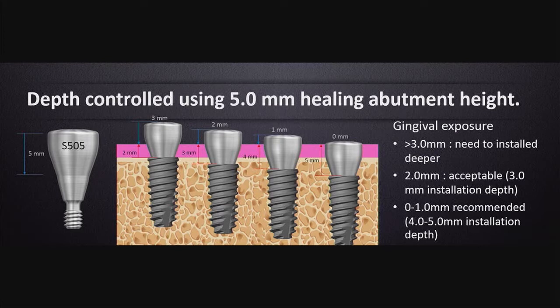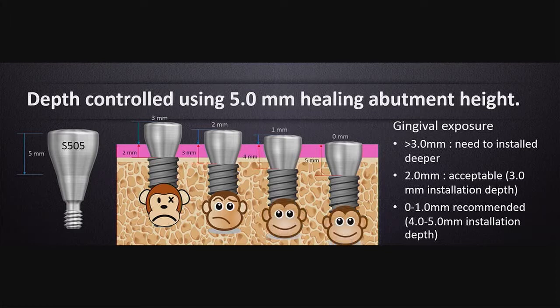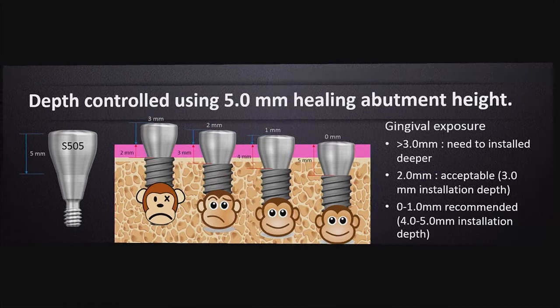For the first implant, you can see that only 3 millimeters of the healing abutment is exposed. That means the installation depth is only about 2 millimeters, and it's not enough for the biologic width. The second implant was placed about 3 millimeters from the gingival margin, and we have about 2 millimeters of the healing abutment exposed over the oral cavity, and that's acceptable in terms of biologic width. And it will be even better if we have an installation depth of about 4 to 5 millimeters.